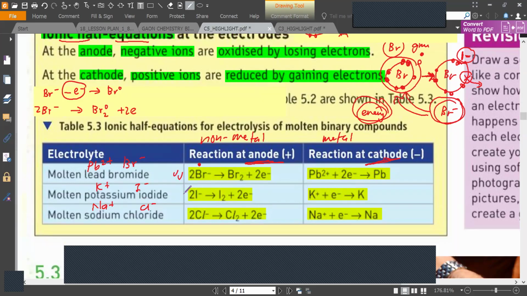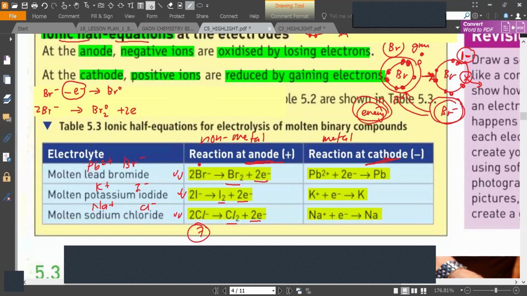And then for iodine and chloride it is exactly the same. Why? Because they are all from group 7. They have exactly the same properties. So each of them will be 2 electrons. It will form Br2, I2, Cl2. So it's exactly the same.